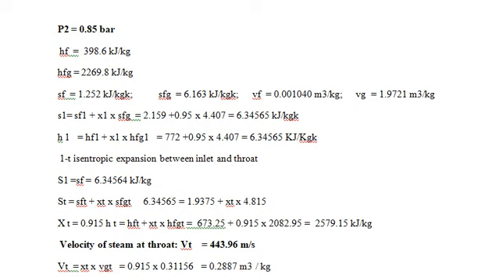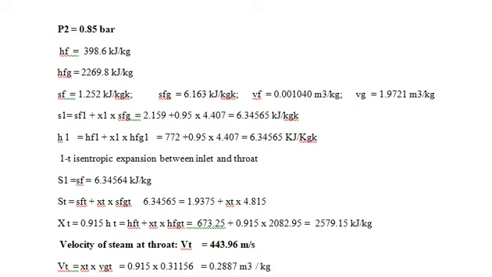Then, for the isentropic expansion between the inlet and throat, s1 equal to s. From the steam table, we get 6.34565 kJ per kg Kelvin. Then the entropy in the throat section is sft plus xt into sfgt. Putting in the values, 6.34565 equal to 1.9375 plus xt into 4.815, we get the dryness fraction at the throat section, xt, as 0.915.